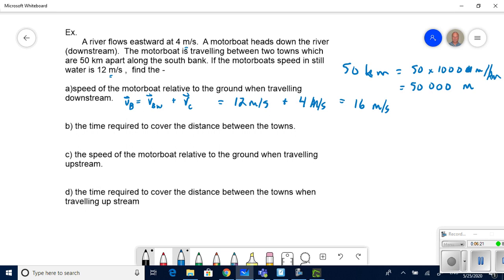Now, the time required to cover the distance between the towns is found using the velocity and time: time is distance divided by velocity. In this case, it would take me 50,000 meters, and I can go 16 meters per second. I can get there in 3,125 seconds, and if I convert that to minutes, that's approximately 52 minutes.